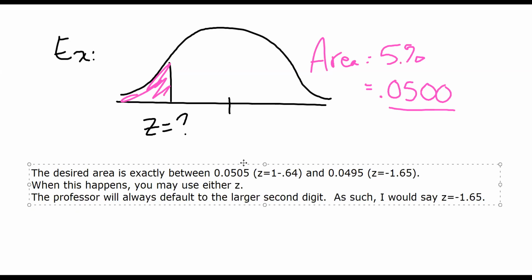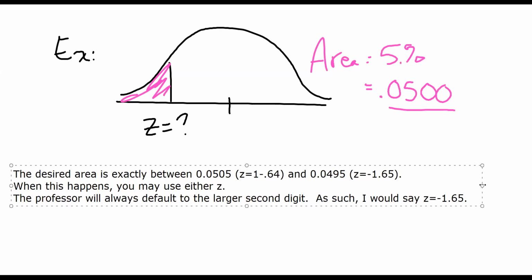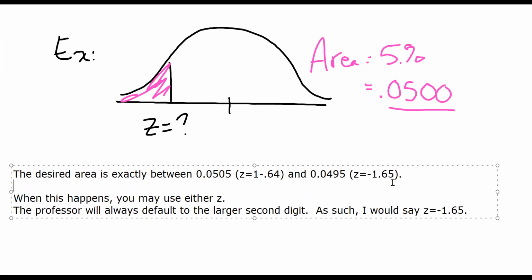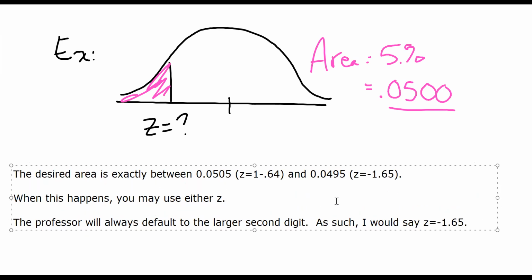There's a reason why I default to the larger digit. It has to do with confidence levels and significance levels when we do hypothesis testing and confidence intervals, which we will first test. But again, I want to reiterate that if your area is dead center, choose either z. I personally will always choose the larger digit in the second place. On a test, I would accept either one as correct. So don't worry about which one you choose. All right.